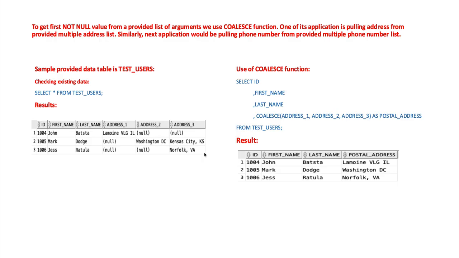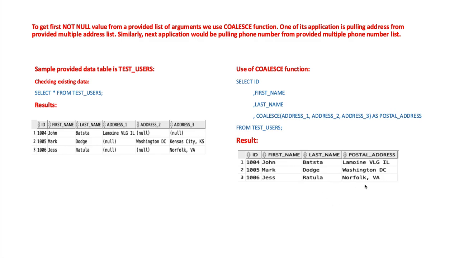That means we are trying to get a report which contains ID, first name, last name. After that there is one single address which contains the first not null address from the given address list. That means we are trying to get the result as shown on the right side in this table. For example, here 1004 Lemoyne Village, Illinois, 1005 Washington, D.C., 1006 Norfolk, Virginia.